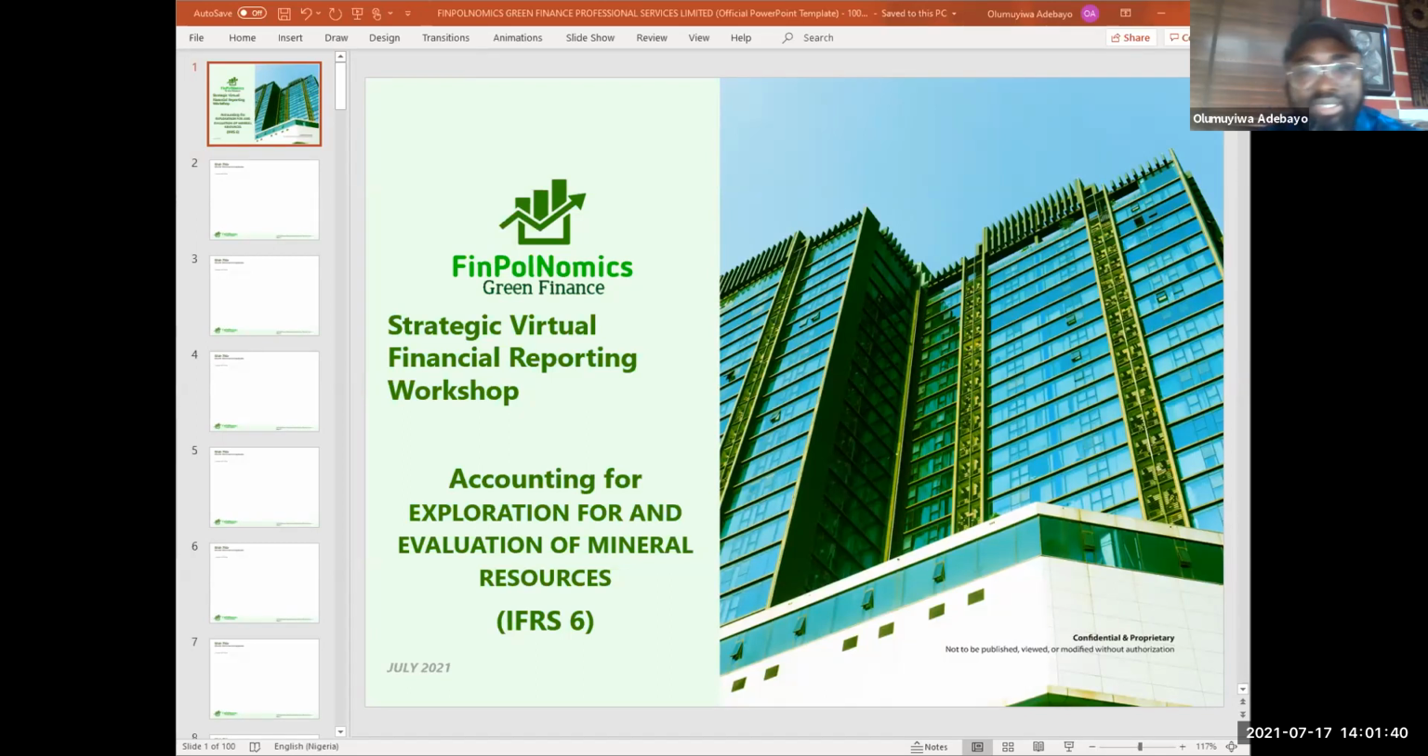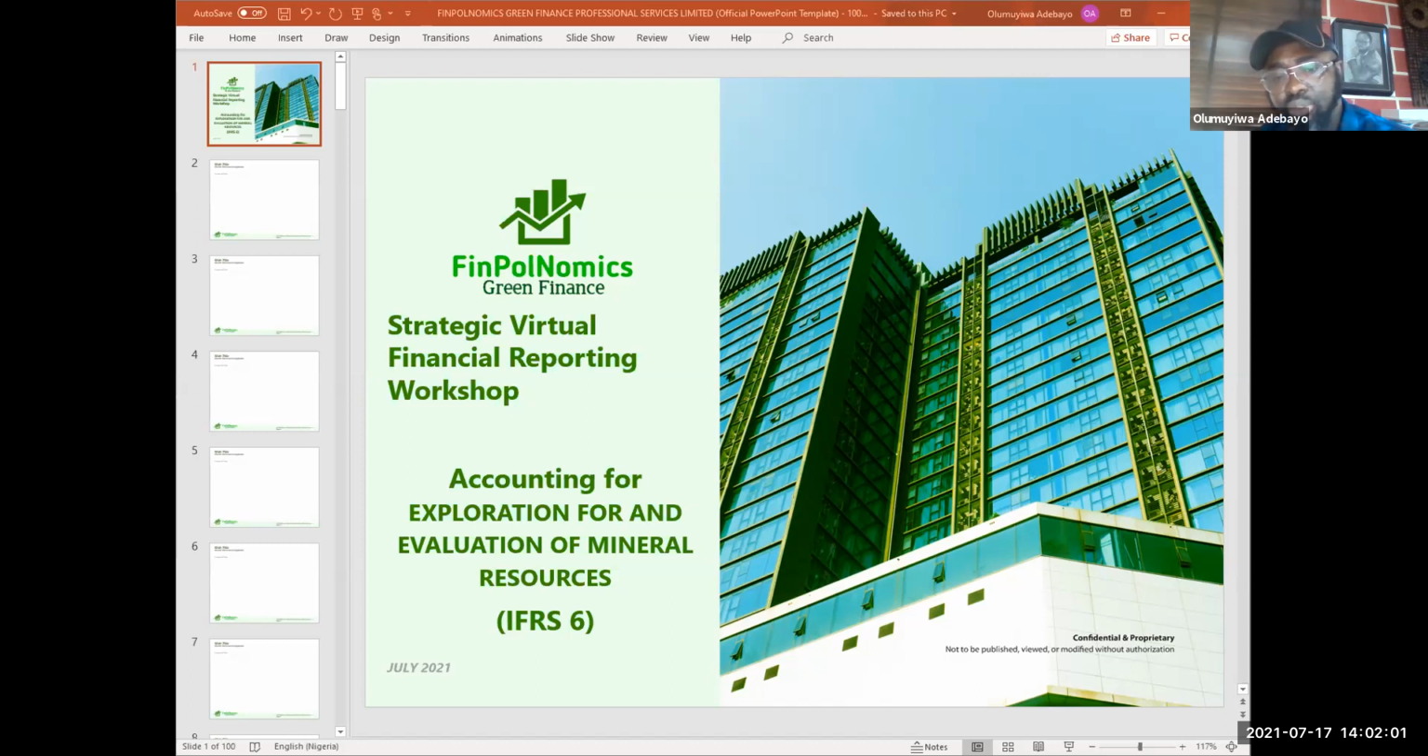Now, the first one is that an entity shall apply IFRS 6 to exploration and evaluation expenditure that it has incurred. Later we're going to look at what constitutes exploration and evaluation expenditure, and how this differs from exploration and evaluation assets and some other things like that.